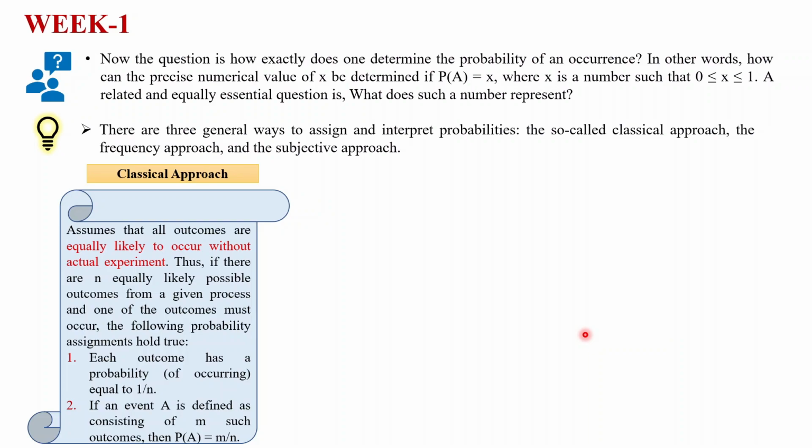Thus, if there are n equally likely possible outcomes from a given process, and one of the outcomes must occur, then the assumption is that each outcome has an equal probability of occurring, that is 1 by n. N is the total number of outcomes, and if event A is defined as consisting of m such outcomes in the sample space, then the probability of A equals m by n.